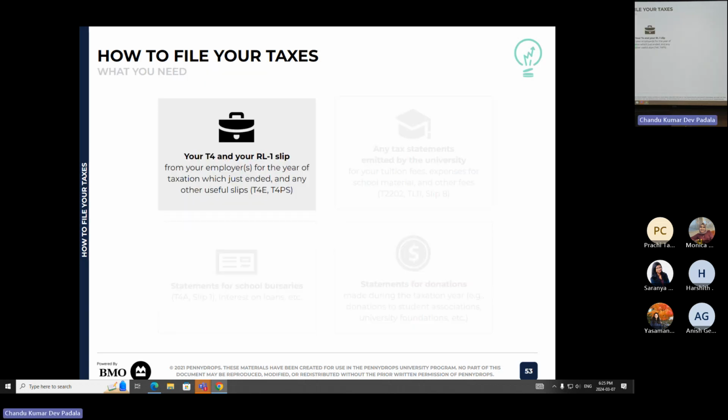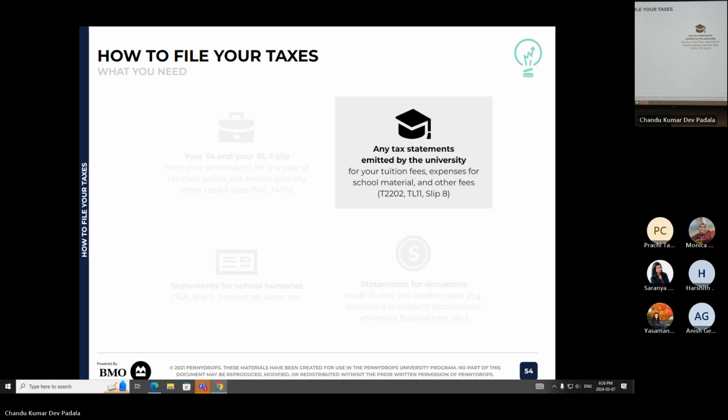So these are some things you're going to need to file your taxes. If you worked at any job, your employer will give you something called a T4 slip. In Quebec, it's called an RL-1. So make sure you get your T4 from your employer. You're going to get a different T4 for every job that you work at. And it's going to include a bunch of different information like the money you earned, the income tax that was deducted right away, contributions you made to the Canada Pension Plan, etc. So that's the most important thing you need to have with you.